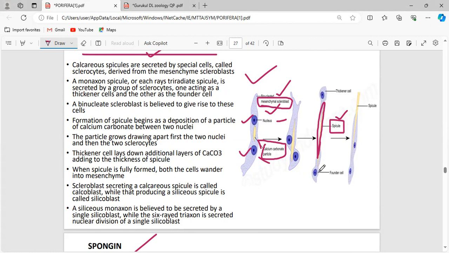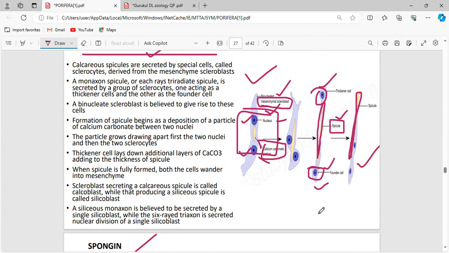Now see the nucleus. Initially it was in the binucleate form, one at the base and one at the middle, but later when the spicule is formed, one nucleus is at the base and one nucleus is at the top. Okay, now after some time, this spicule will move to the tip. This is the complete structure of the spicule.